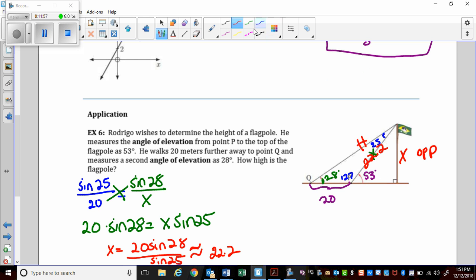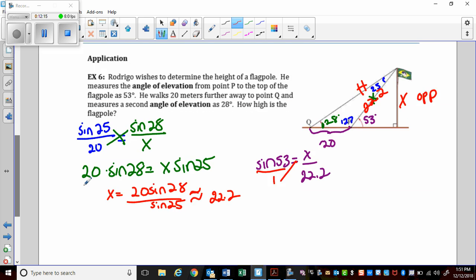So I know that I have to use sine. Sine of 53 degrees, you know that the opposite side has to come first, over the hypotenuse. What we're going to do is put a 1 underneath the sine and cross multiply. 1 times x is x. 22.2 times sine of 53 is 22.2 sine of 53. Just plug this into your calculator.